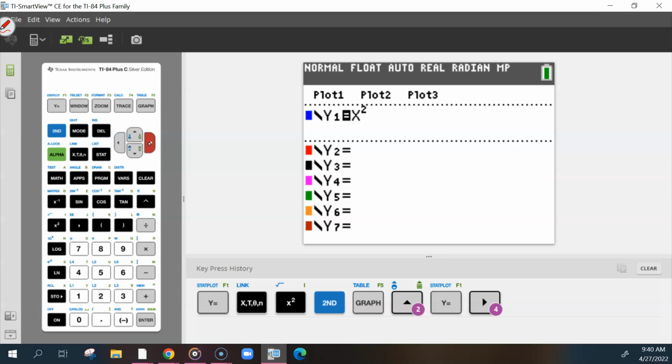Y equals, get back to here, and make sure you have this x squared plus 2x plus 5.